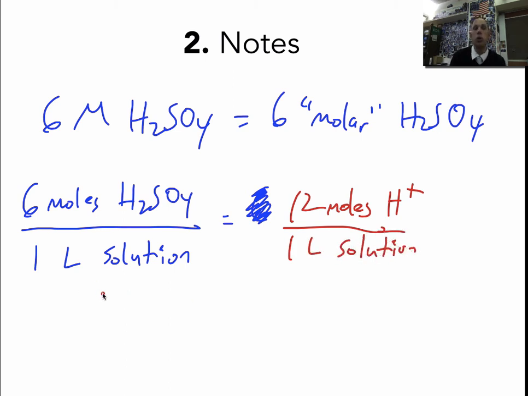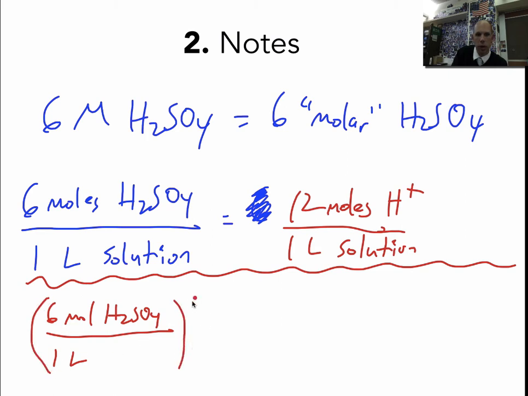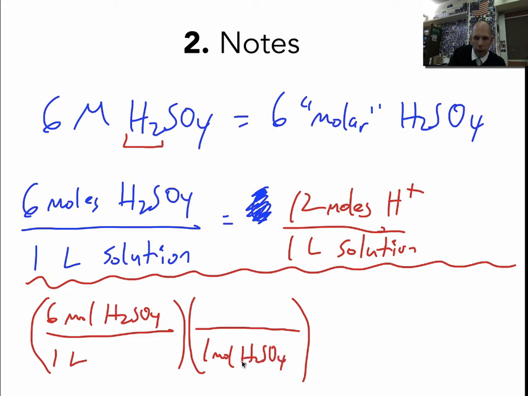Okay, let me show you how I got at that. So I'm going to do the work down here below. I'm going to do this one all in red. So if I have 6 moles of H2SO4 per every 1 liter, I'm going to do a little conversion factor. I don't want to mess with the liters, but instead of getting moles of H2SO4 for every 1 liter, I want to get the concentration of just the H. So for every 1 mole of H2SO4, we have 2 moles of H plus.